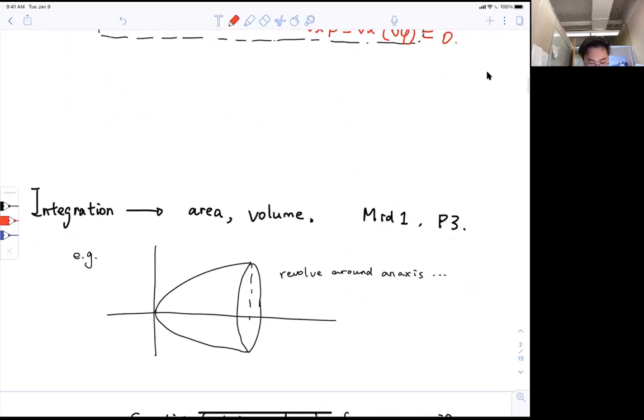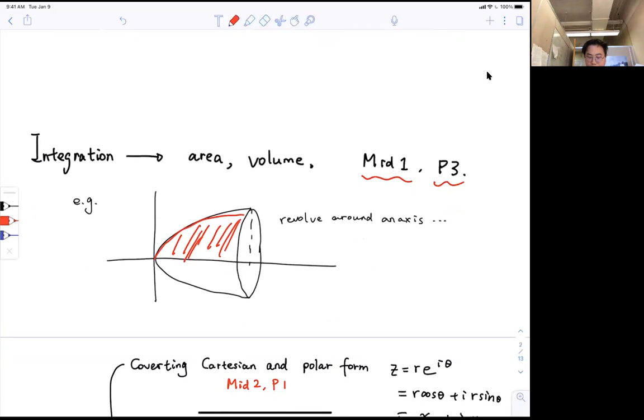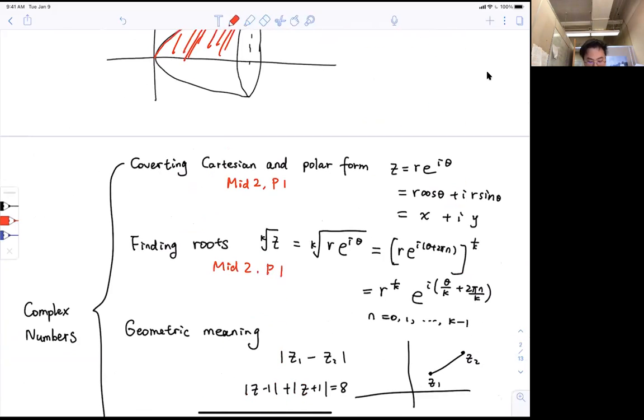Okay, so the next topic is about integration, right? In this part, you need to know how to calculate the area of some surface versus the volume of some shape. So it's tested in midterm 1 problem 3. For example, you have some curve, some area under this curve, and you revolve this area around some axis, you get some shape, then you can calculate the area, stuff like that. I will show you an example later on, so you can see how to calculate.